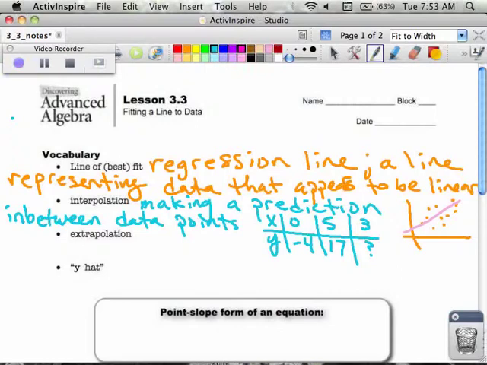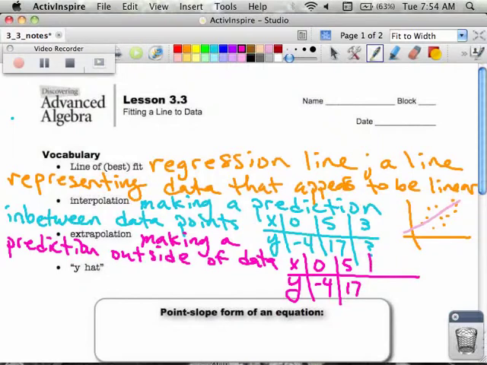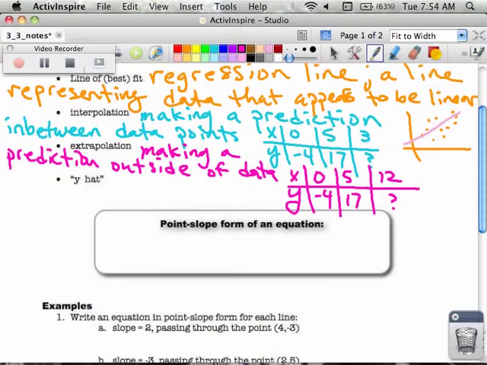Whereas extrapolation is making a prediction outside of the data. So for example, if I have an x and y table and I ask the same kind of question, maybe I'd say, hey, 0 is -4 again, and 5 is 17 again. And then I say something like, what about 12? What is that going to give me? That would be considered extrapolation.